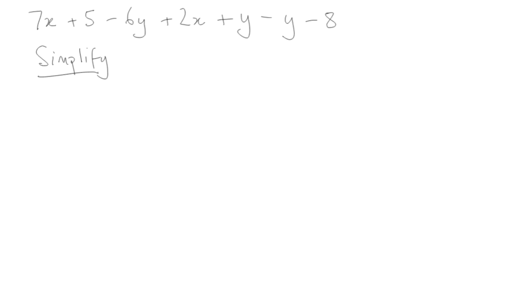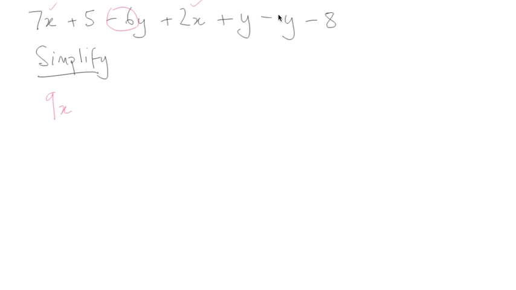So we have to gather up all the terms. If I look at this one here first, this is a term involving x. So how many x have I got? I've got 7x plus 2x, which makes 9x altogether. Then normally you write the variables first and then the constant. So I've got minus 6y plus y and then the constants.